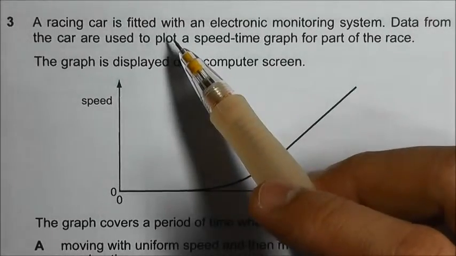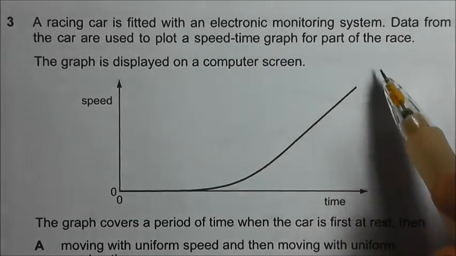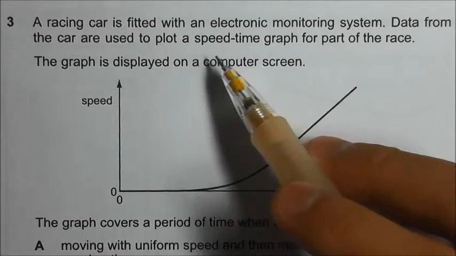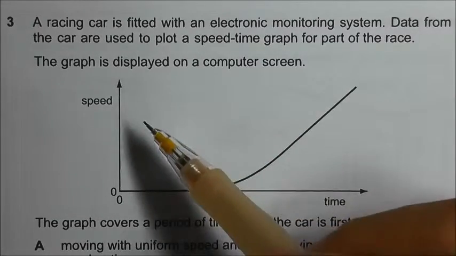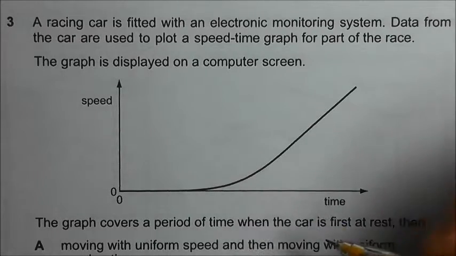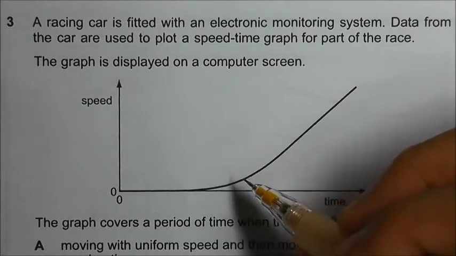A racing car is fitted with an electronic monitoring system. So data from the car are used to plot the speed-time graph for part of the race as shown in this graph. So we can divide this graph into 3 different portions.